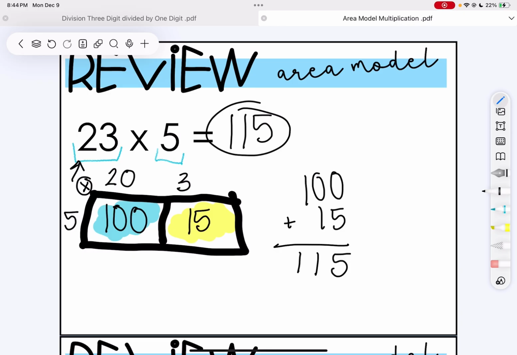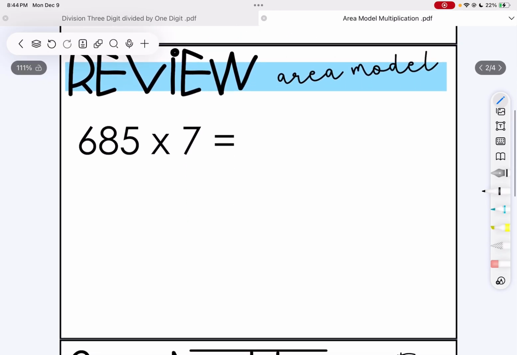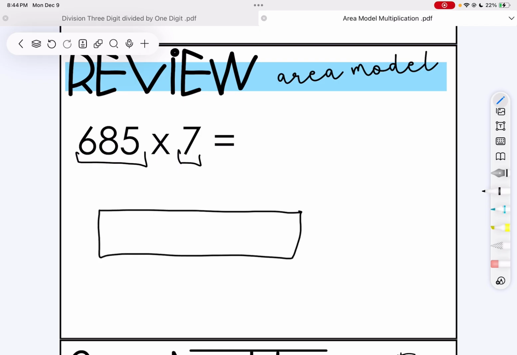That is the first example that we had, a 2 by 1. Students are also responsible for knowing how to complete a 3 by 1. So for this example, you can see that 685 is 3 digits, and 7 is only 1 digit. So for this box, we will have to draw out a rectangle and split it 3 different ways. And then the 7 is just 1 digit, so it only needs to be 1 tall. So this is what a 3 by 1 area model looks like.